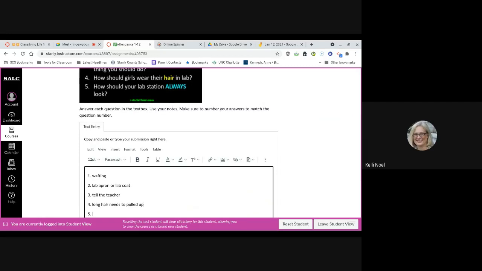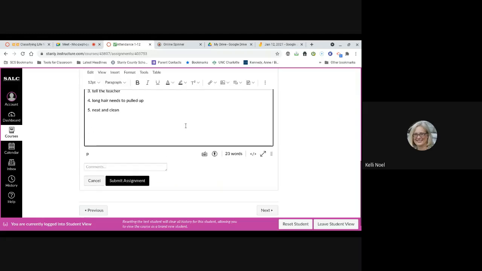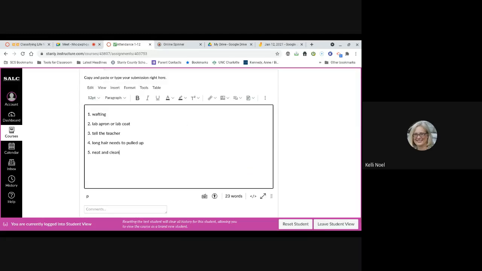And then how should your lab station always look? You want it to be neat, and after you're finished, clean. So neat and clean. You answer those, and then you submit. If we do it together, it's 5 extra credit points because there were 5 questions. And if you type in exactly what I have, that'll get you your 5 extra credit points.